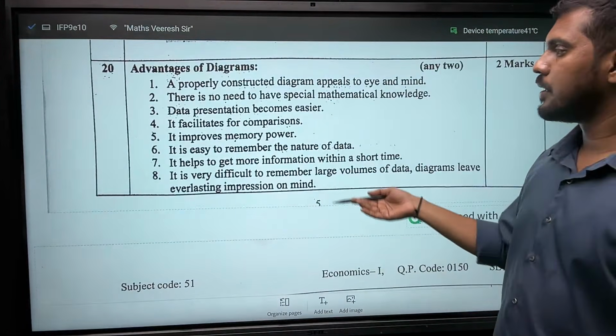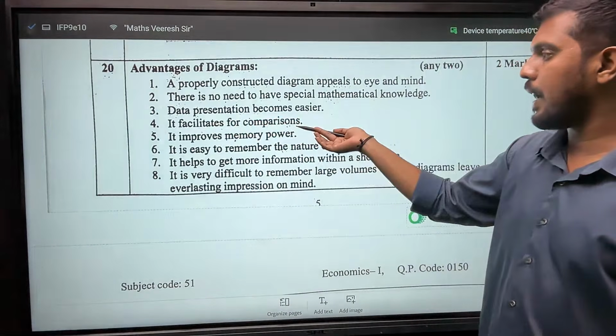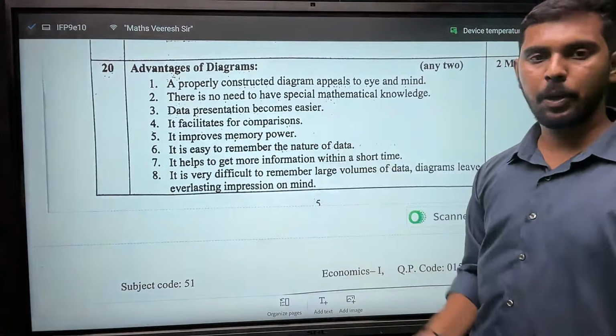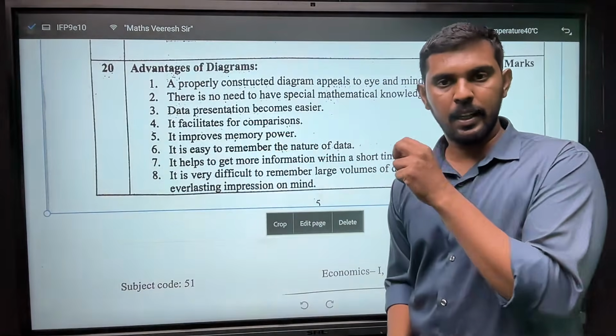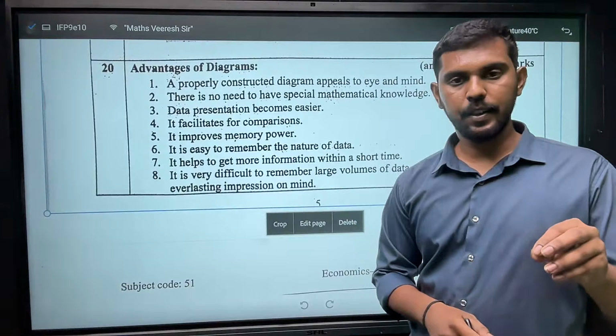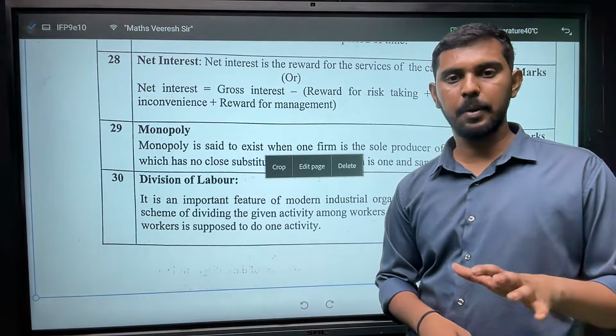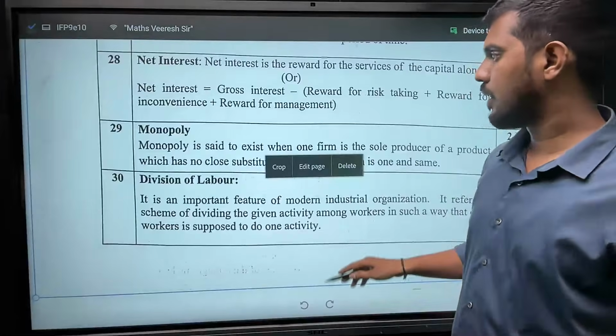Advantage of a diagram, you can write down only 2 of it. Either it facilitates comparison, or it improves memory power. I am explaining this only before the paper. Tomorrow we will explain the 2 marks for the junior and senior also. Senior: 10 marks, 5 marks, 2 marks.